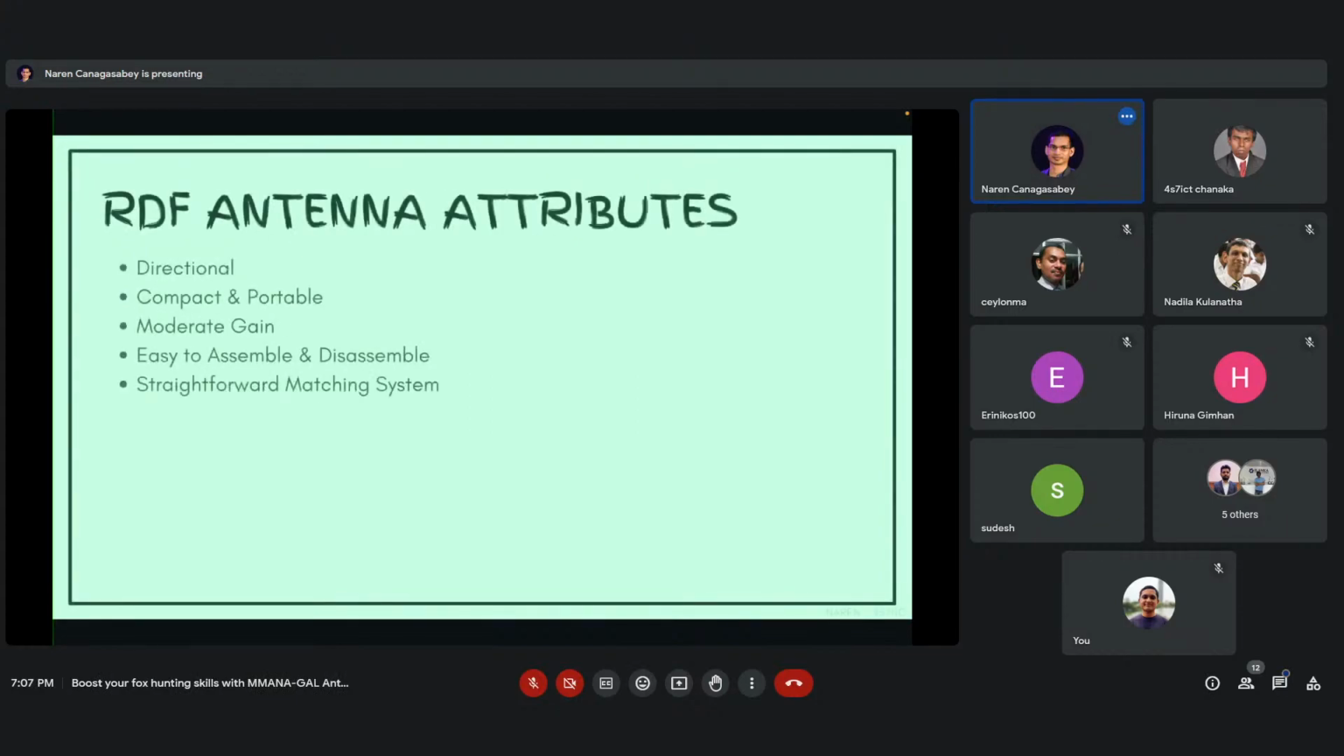Right, moving on. These are some of the desired attributes when designing an RDF antenna. The antenna needs to be directional. It needs to be compact and it has to be portable. Moderate gain. Why I say moderate, I will explain in further slides. It should be easy to assemble and disassemble, and it should have a straightforward matching system. Again, will be discussed as we progress.